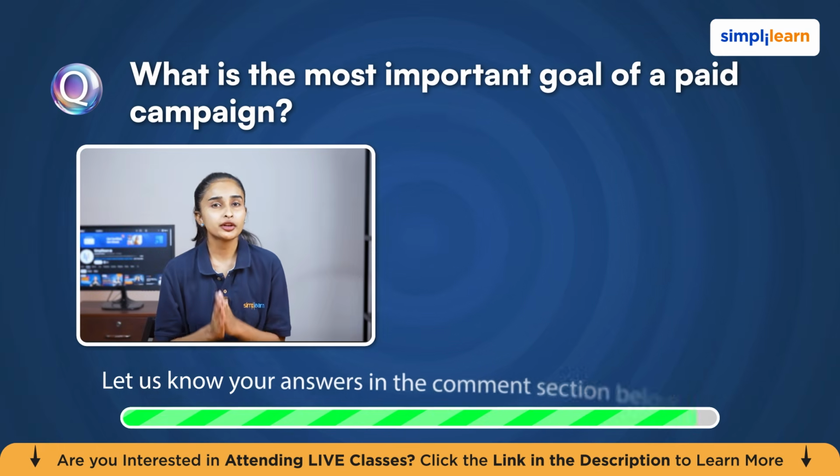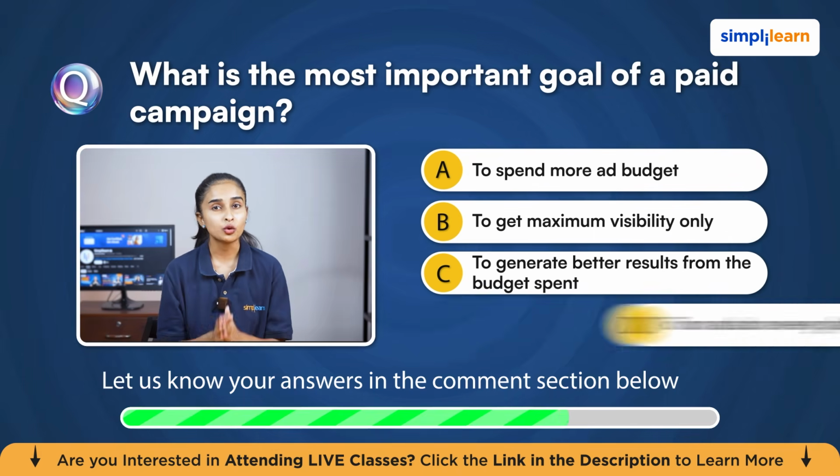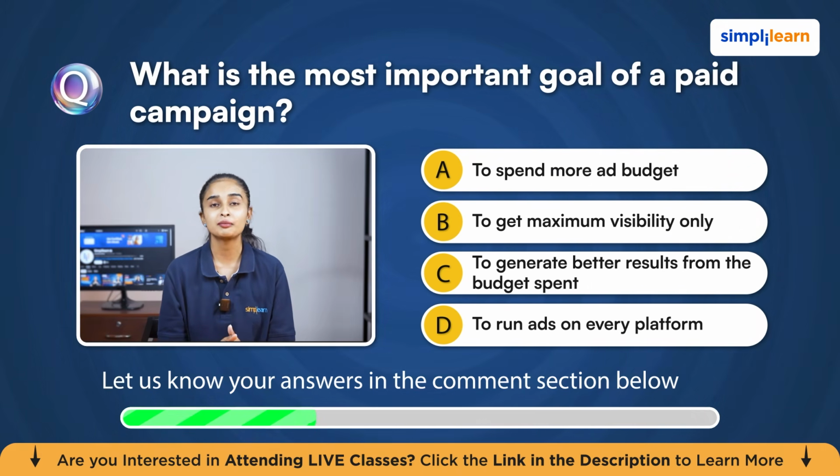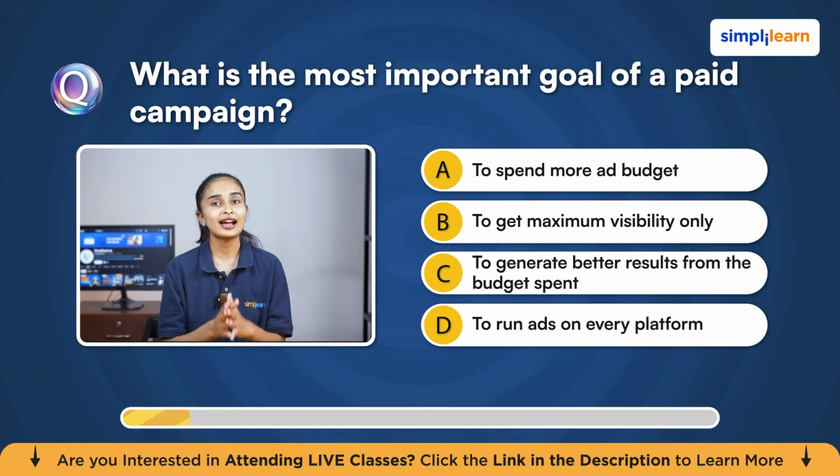So what is the most important goal of a paid campaign? Is it A, to spend more on ad budget, B, to get maximum visibility only, C, to generate better results from budget spending, or is it D, to run ads on every platform?